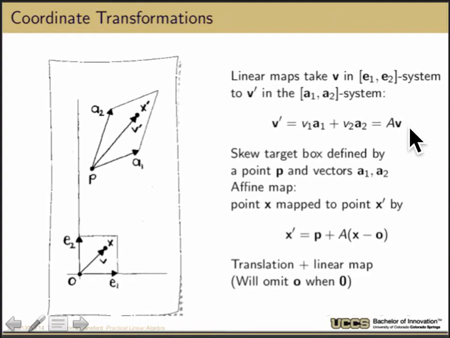So we can view that as a skew box defined by a point P and the vectors A1 and A2. So I want to translate the origin to be at P, and I want to have E1 go to A1 and E2 go to A2. And as soon as I have that translation, we end up with what's called an affine map. I'm going to have P plus A times X minus O, where O is the origin of the coordinate system we're mapping from. If that happens to be 0, then we'll just get P plus A times X, which is the most common form we'll be looking at.